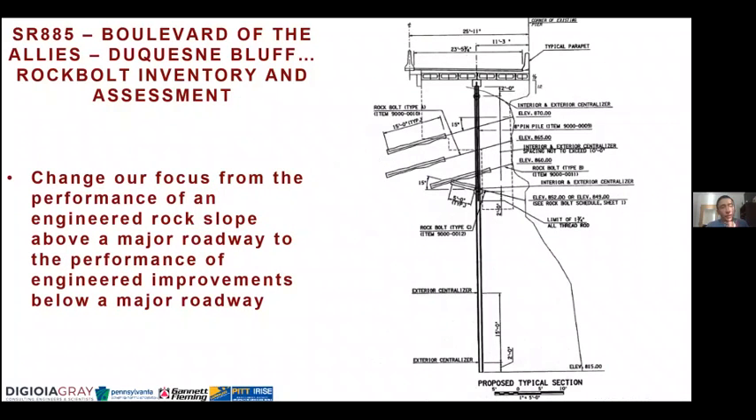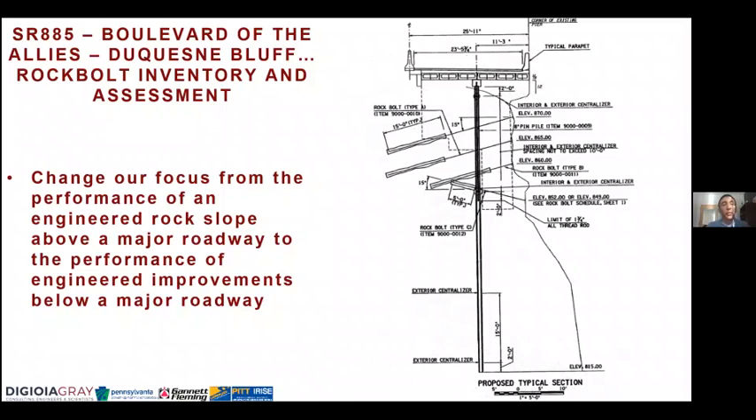So I mentioned 2 case studies. This is the second case study, and so we're going to change our focus from the performance of an engineered rock slope above a major roadway to the performance of engineered improvements below a major roadway. So this is the Boulevard of the Allies Duquesne Bluff rock bolt inventory and assessment.